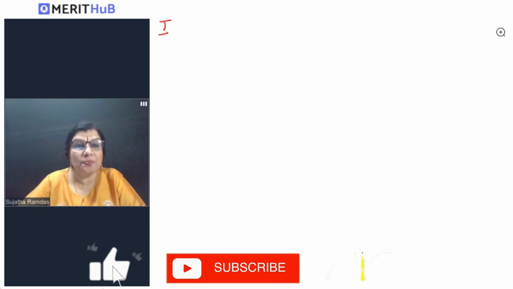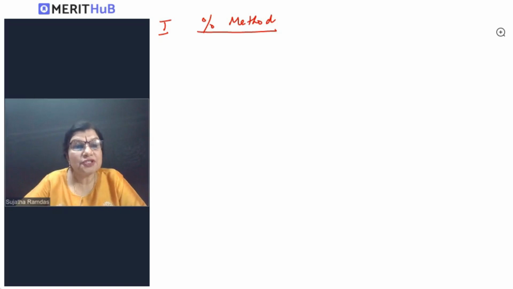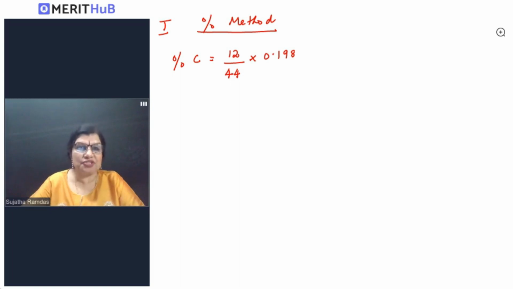The first approach would be the percentage method. Okay, so first you find out the percentage of carbon from the given mass of carbon dioxide and the percentage of hydrogen from the given mass of water. You must be aware of the shortcut formula to find out the percentage of carbon. In 44 grams, the molar mass of carbon dioxide, there are 12 grams of carbon. So, in 0.198 grams of carbon dioxide, this is the mass of carbon, 12 by 44 into 0.198.